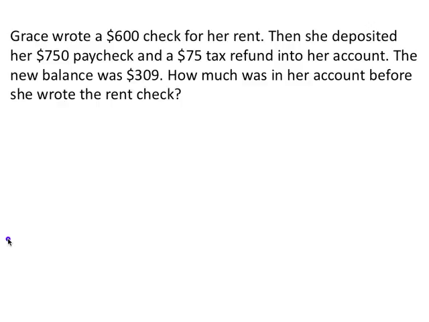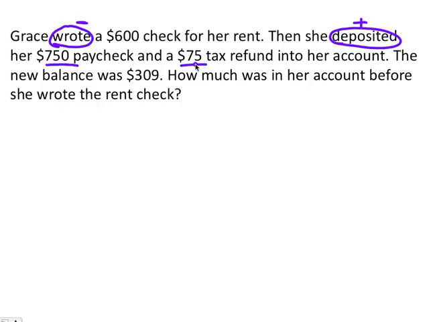It says Grace wrote a $600 check for her rent. Well, if she's writing a check, that means there's money coming out of her account. So we could say that would tell us to subtract. Then she deposited her $750 paycheck and a $75 tax refund into her account. Deposited means she's putting money in. That means she's adding. And both the $750 and the $75 are being added.